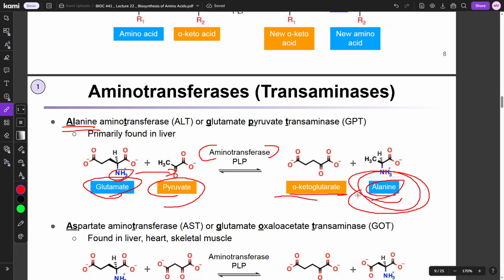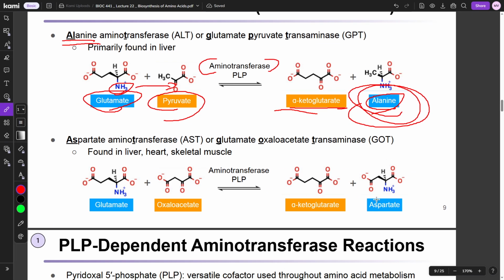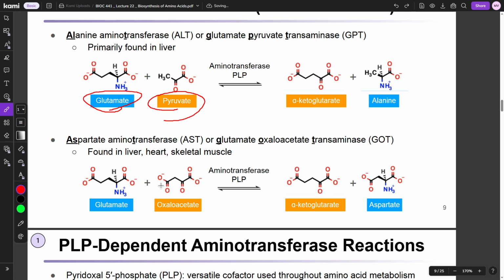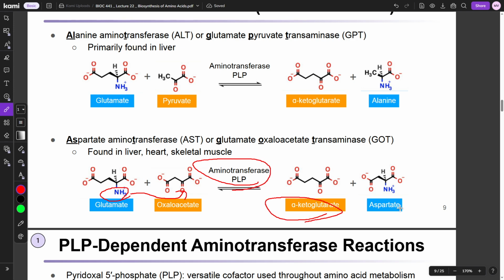Likewise here, this is an aspartate aminotransferase because it makes aspartate. So you would take glutamate and oxaloacetate, take this N, switch it over here, use PLP aminotransferase, and you make alpha ketoglutarate and aspartate. It's aspartate aminotransferase.